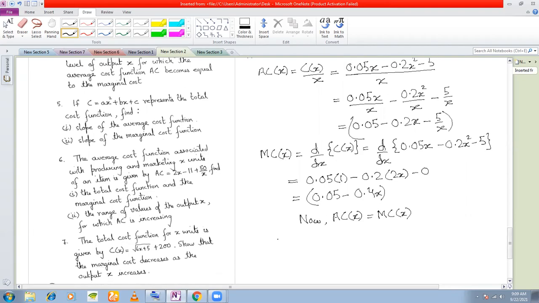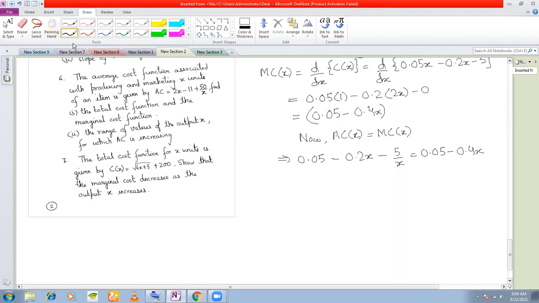means that 0.05 minus 0.2x minus 5 by x is equal to 0.05 minus 0.4x, right? So you need to solve for x, and that will give you the level of output at which average cost is equal to marginal cost.